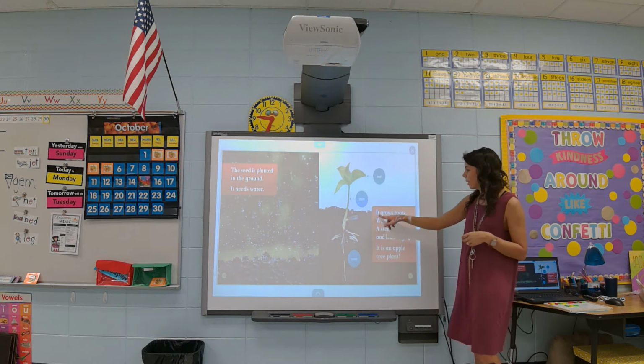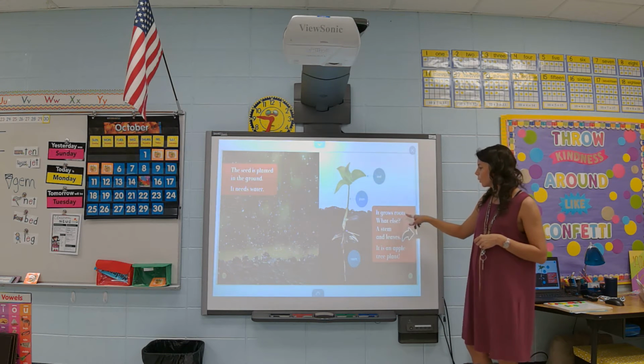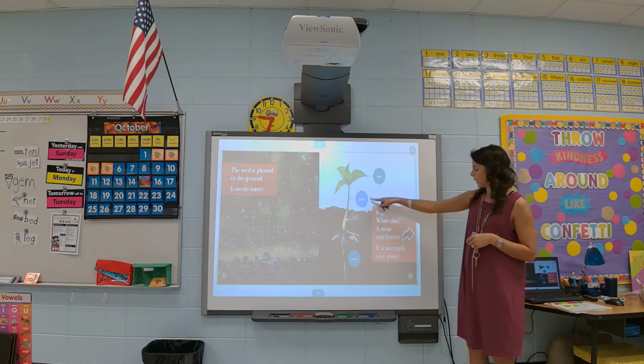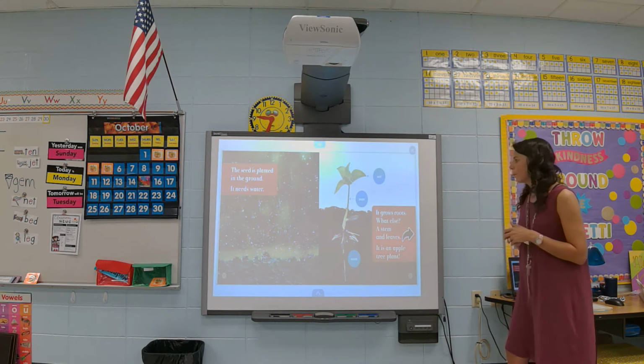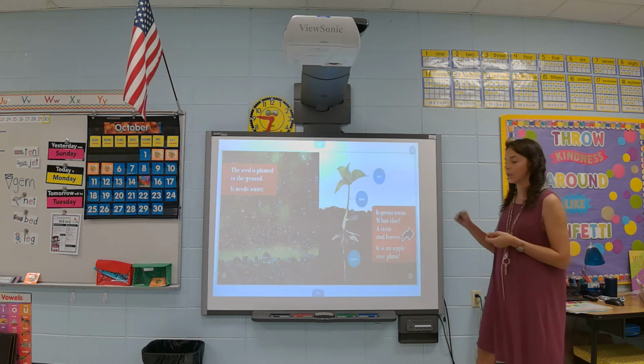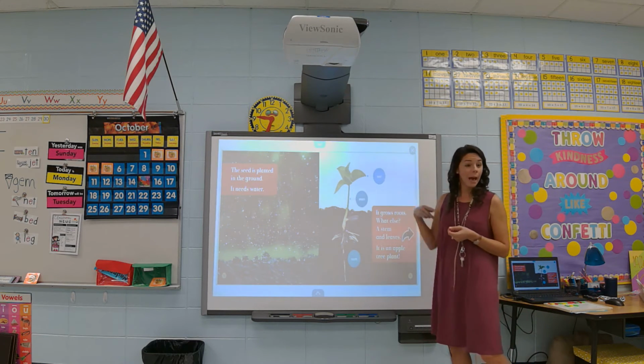So let's read. Maybe it'll tell us all that. It grows roots. What else? We said a stem and leaves. It is an apple tree plant. So it's going to grow up to be an apple tree.